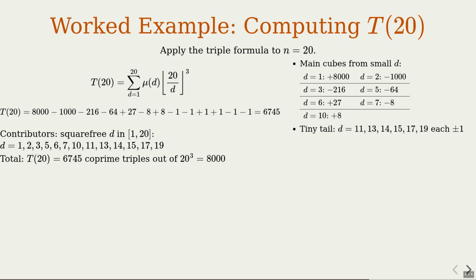So about 5/6 of all 20 cubed triples are coprime, which is surprisingly high. Yes, and in the limit for large n, this proportion settles down to a constant related to the Riemann zeta function at 3. Now that we have seen the triple case in action, we can spot the general pattern for k-tuples and connect it to a clean density formula.